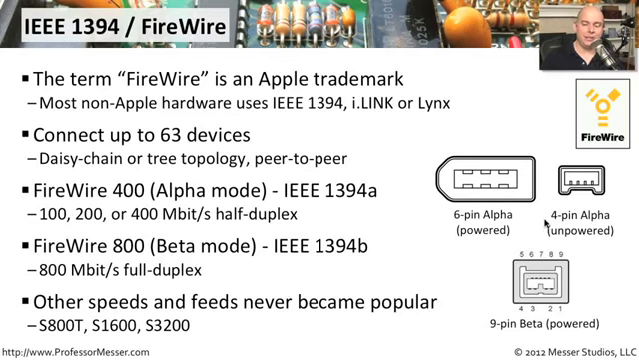800, 1600, even 3200 megabits per second of full duplex. But due to the declining popularity of FireWire, we never really saw these types of devices ever come to market. These days, you will generally see the FireWire 400 or FireWire 800 devices in practical use.